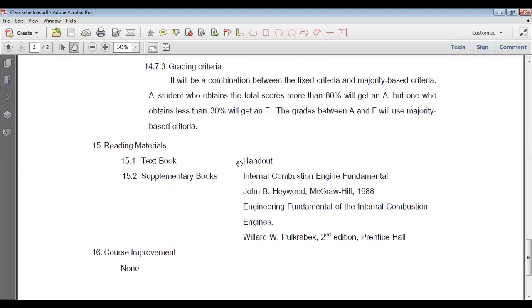The textbook, of course, is a handout. Every week, I will give you a handout, right? Not only the lecture notes, but also some other materials. For the supplementary books, you can get them from these 2 books. The first one is Internal Combustion Engine Fundamentals, and the second one is Engineering Fundamentals of the Internal Combustion Engines. You can try to get these books on the internet for free, but if you cannot get them, just ask me, because I don't want to put them in my course files.